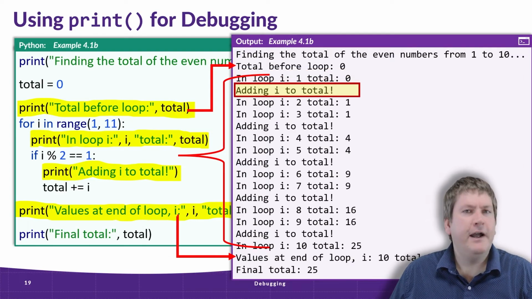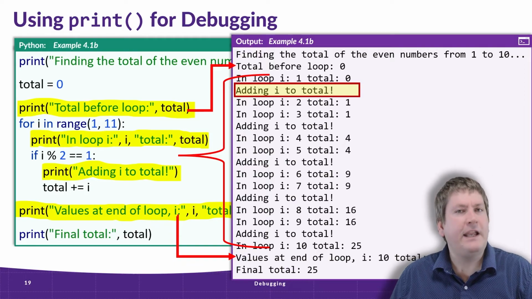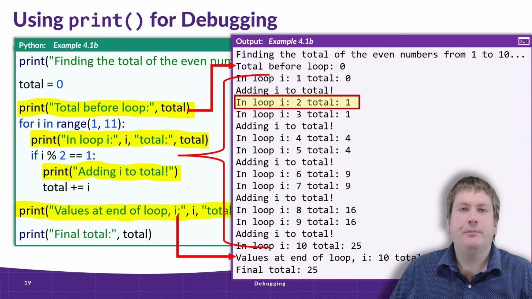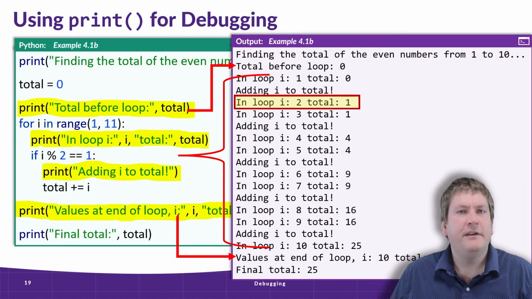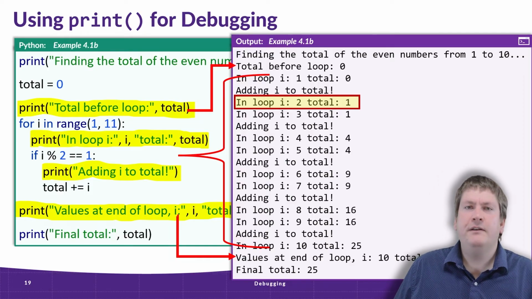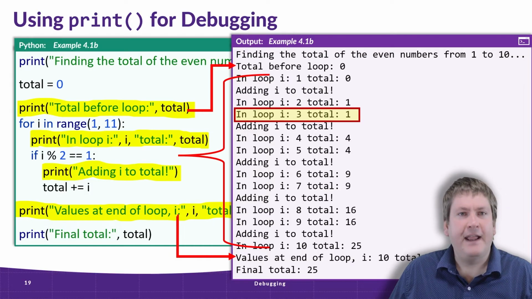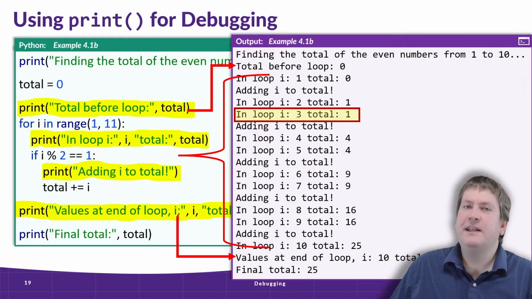We're getting adding I to total, but we're only supposed to be adding even numbers, and 1 isn't even, so that's peculiar. The next line is in loop I, it says I equals 2, and total equals 1. So this means the loop had to have restarted, the value of I was incremented to 2, and now the total is 1. So it did add 1 to our total, but again, 1 isn't an even number. But 2's even, is it going to add that? Well, when we look at the next line, we see that it didn't say adding I to total. That means that if statement didn't run.